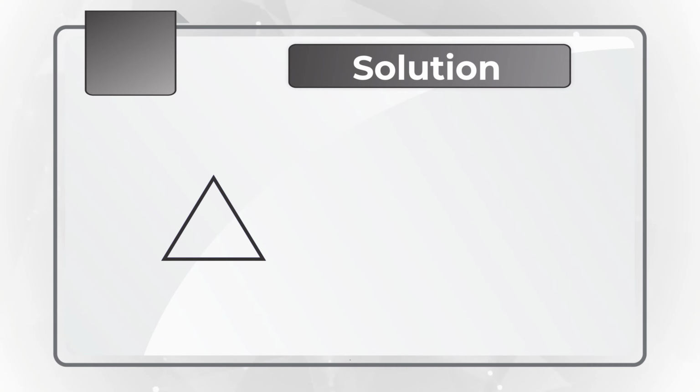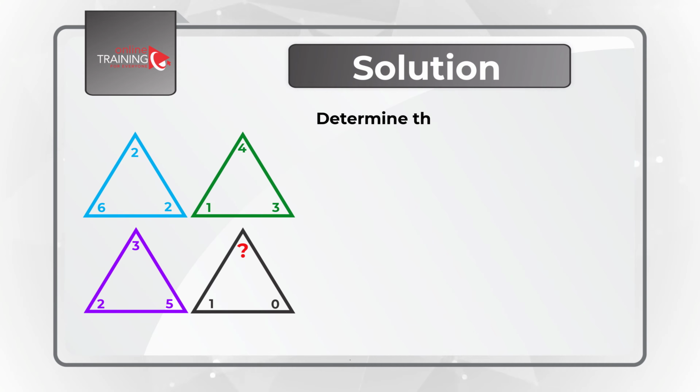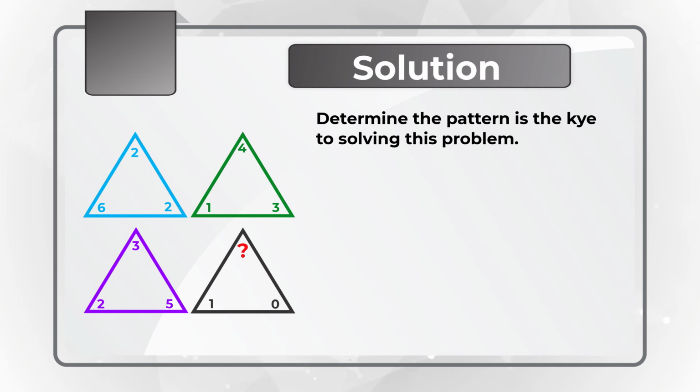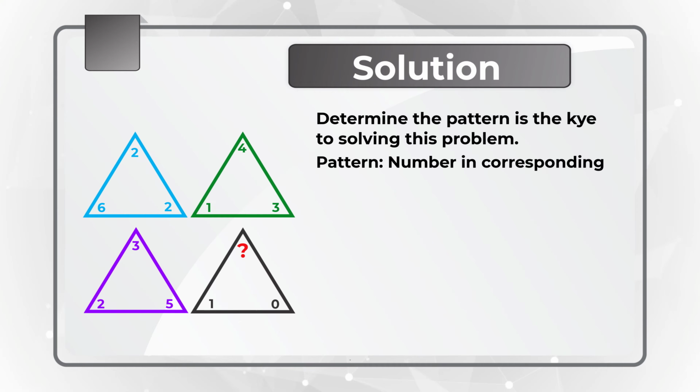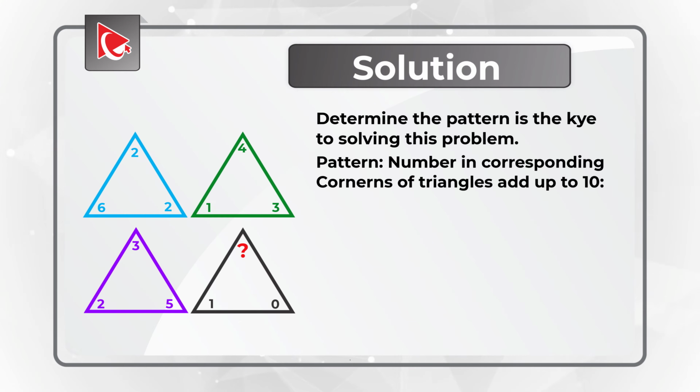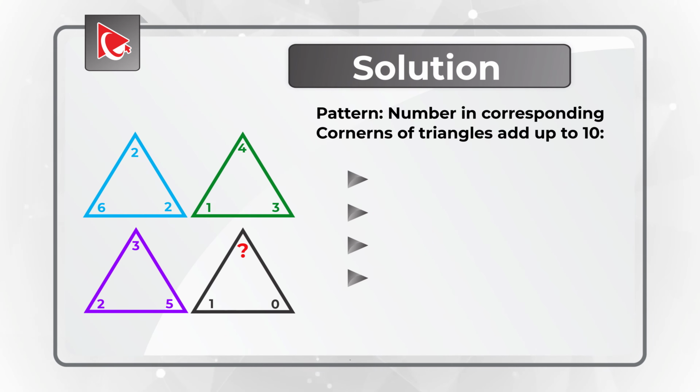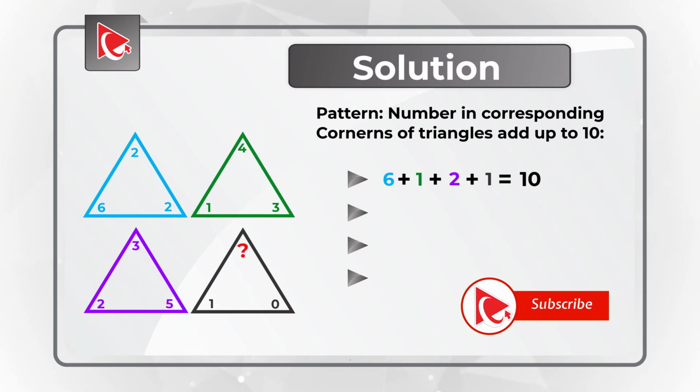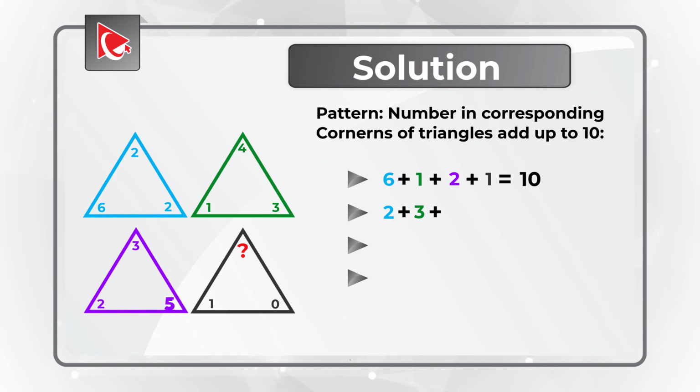As I mentioned, the trick about this problem is that the number can be calculated. And the key to calculate it is to determine the pattern. And the pattern here is that the numbers in the corresponding corners of the triangles all add up to 10. Let's do the math and start with the bottom left corner. 6 plus 1 plus 2 plus 1 equals 10. Let's go to the bottom right corner of the triangle. 2 plus 3 plus 5 plus 0 is also 10.